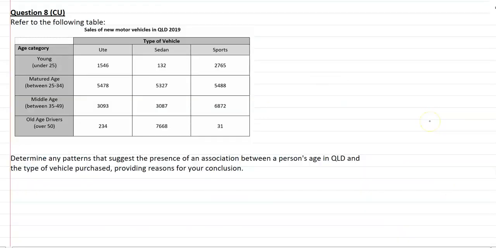Okay, last question. Question 8, another complex unfamiliar. You've got a table there showing you the sales of new motor vehicles in Queensland 2019. And we have, looks like type of vehicle is your explanatory variable because it's on the top there, and age category is along the side, so that's your response variable. You have to determine any patterns that suggest the presence of an association between a person's age in Queensland and the type of vehicle purchased, providing reasons for your conclusion. Press pause, have a go at the question, and we'll compare your answer to my sample answer.